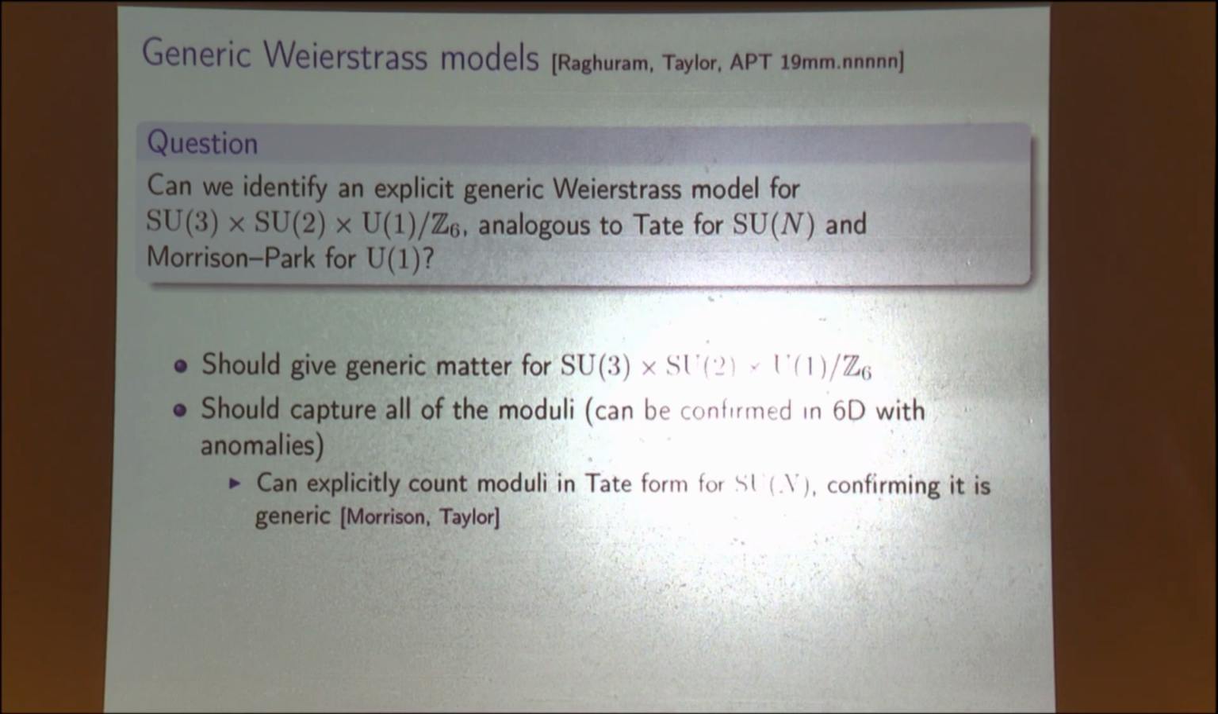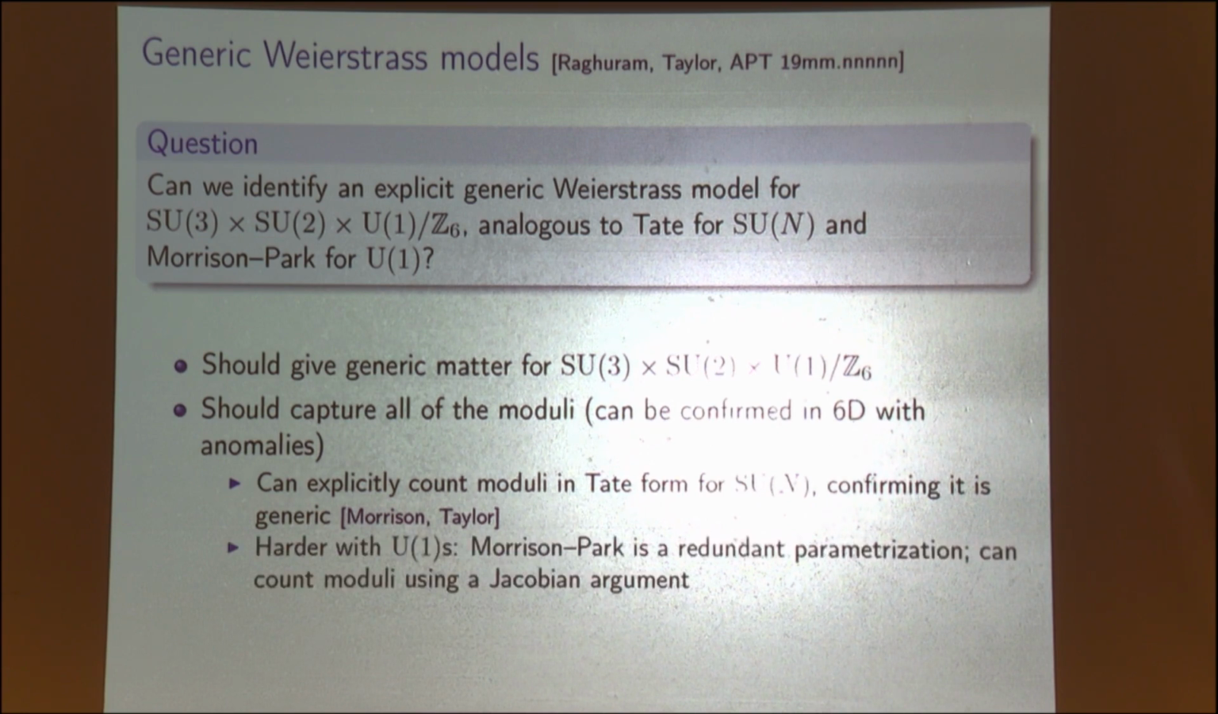This can be done pretty directly for Tate form for SU(N), so SU(N) factors are not too bad. But U(1) factors are a little bit more complicated because, for example, Morrison-Park is a redundant parameterization. So a naive counting of the degrees of freedom will overcount the moduli that are present. But you can do it using a Jacobian argument that I'm going to come back to when we talk about our Weierstrass model.